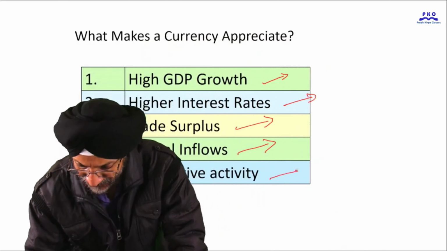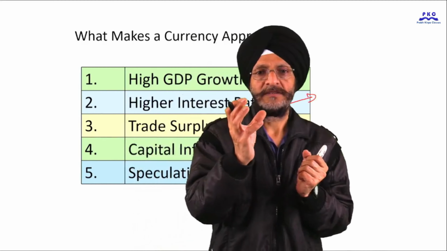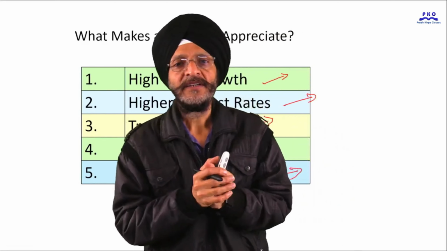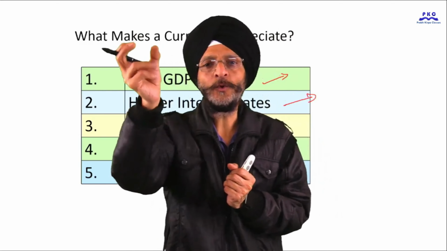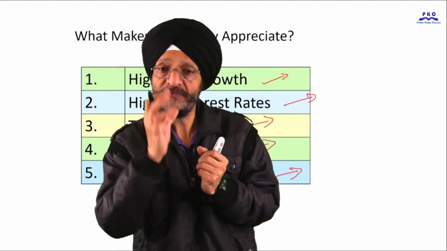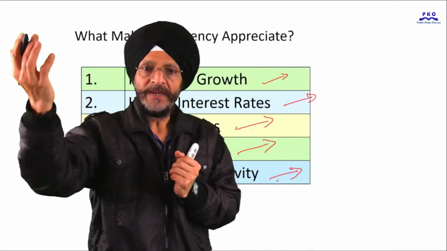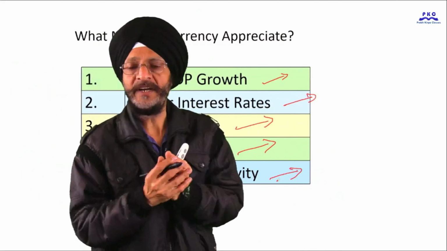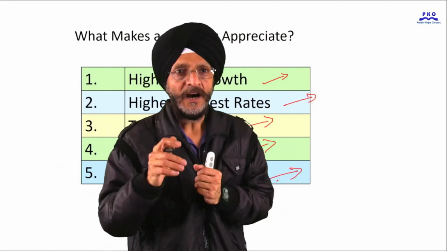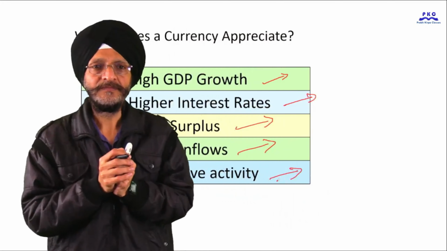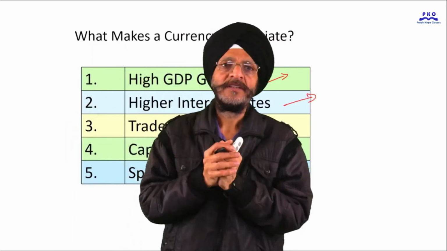Next is speculative activity. If the speculators believe that the currency of a particular country is likely to increase, then they will naturally buy that currency in bulk. It will increase the demand and it will result in the appreciation of the currency. All these factors result in the appreciation of the currency.